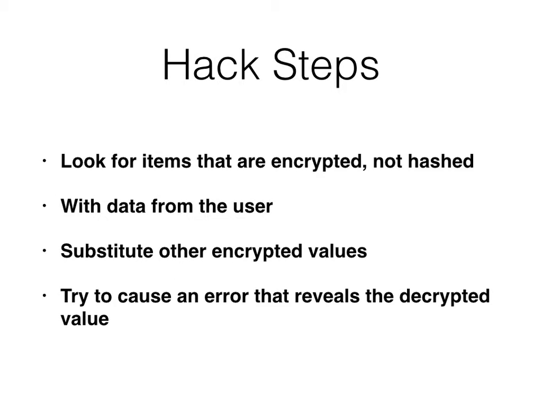So here's the steps. Look for things that are encrypted, not hashed. Things that are hashed are much less useful because it's not reversible, not easily. And then look for anything where you can control the data, and that data gets encrypted. And then you can try flipping the encrypted values around and see if you can cause an error that reveals the decrypted value.